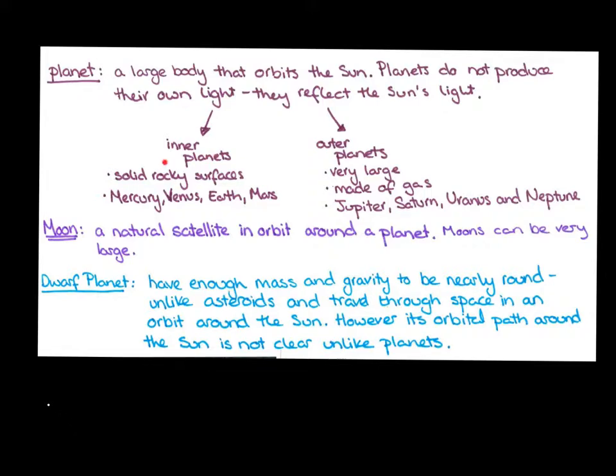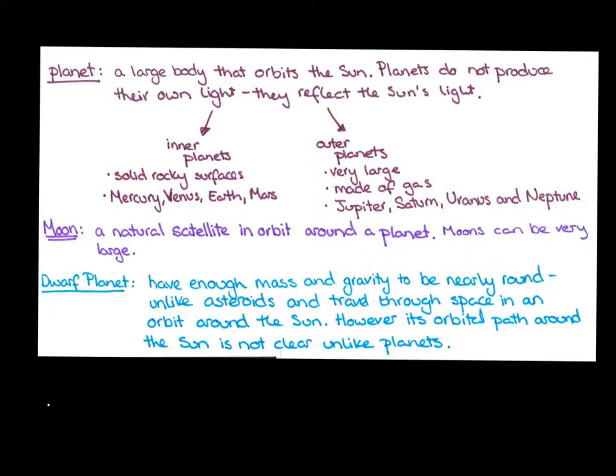The inner planets in our solar system all have solid rocky surfaces, and the names of the inner planets are Mercury, Venus, Earth and Mars. Now the outer planets that are further away from the sun tend to be very large. They're much, much larger than the inner planets. They are made of gas, so you couldn't land on the surface of them. And they are Jupiter, Saturn, Uranus and Neptune. So those are our planets.